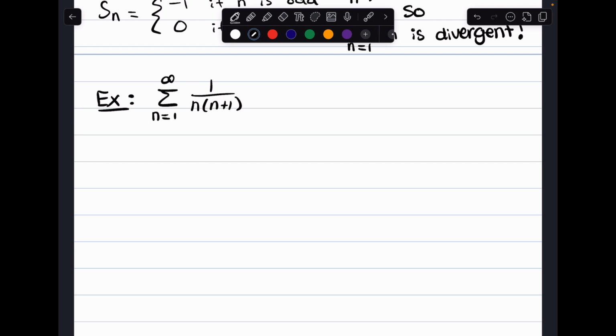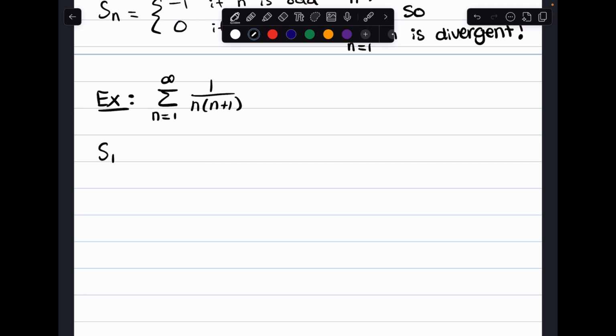And so looking at this, it might not be obvious where this series is going to be tending to as we continually add 1 over n times n plus 1, and we keep adding those. It might not be obvious where this is going. So instead, we're going to look at the sequence of partial sums.